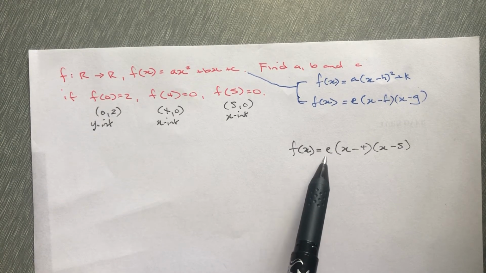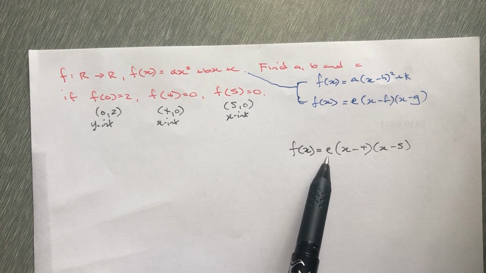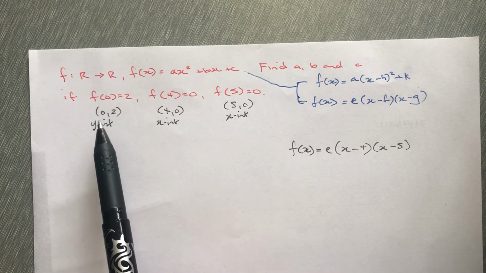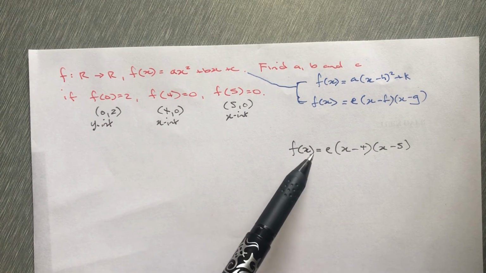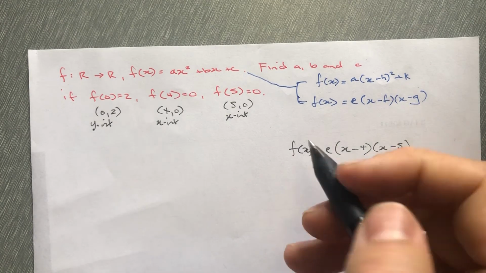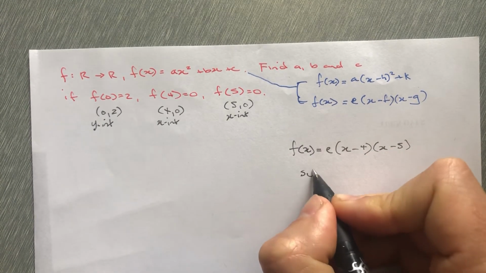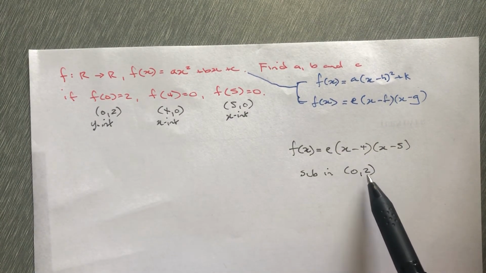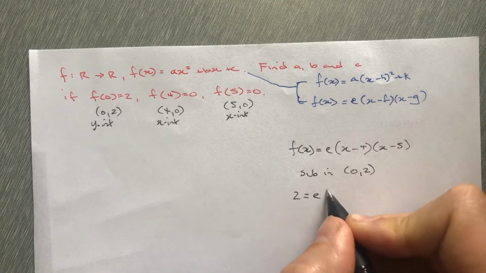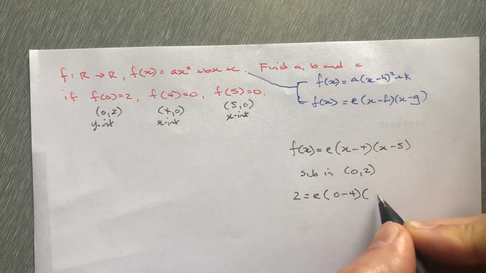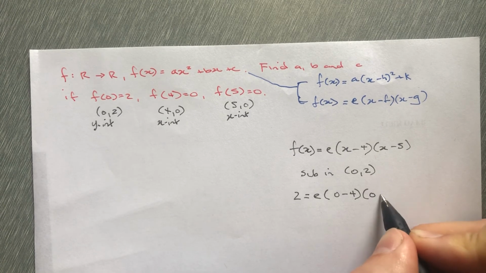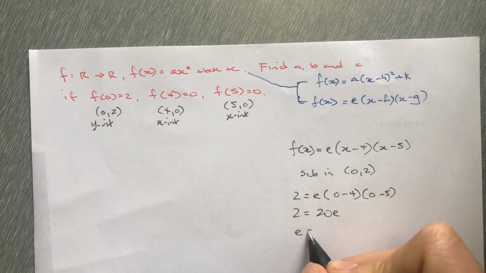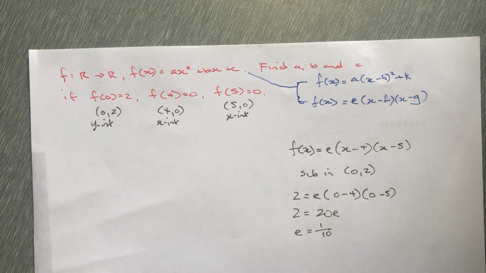but we do still need to find out the value of E. Luckily we've been given that other point, which was the y-intercept, so you can substitute these two values in, and hopefully we're going to be able to find the value of E. So let's do that. Okay, so make your x equal 0, your y equal 2. So E is 1 on 10.